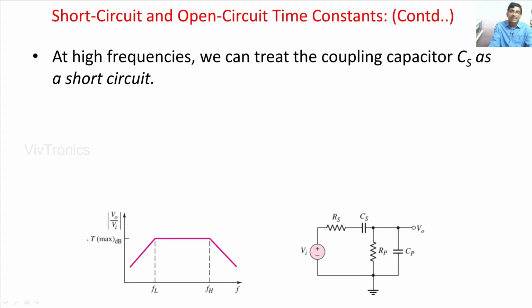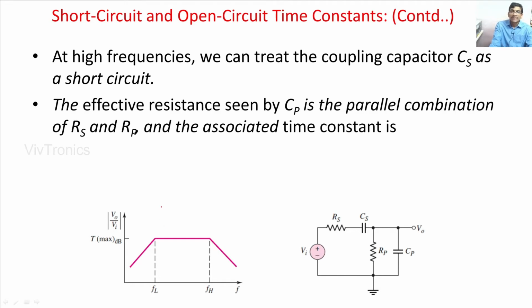Now we are going to get the short circuit time constant of the circuit at high frequencies. We can treat the coupling capacitor CS as a short circuit. There is no effect of the coupling capacitor. Therefore the CS was treated as a short circuit here. Only CP remains in the circuit, which is a parallel circuit as we have seen earlier. The effective resistance seen by CP is the parallel combination of RS and RP.